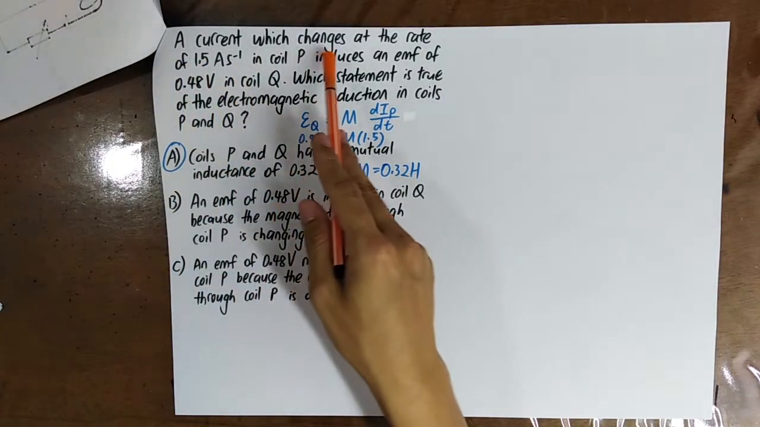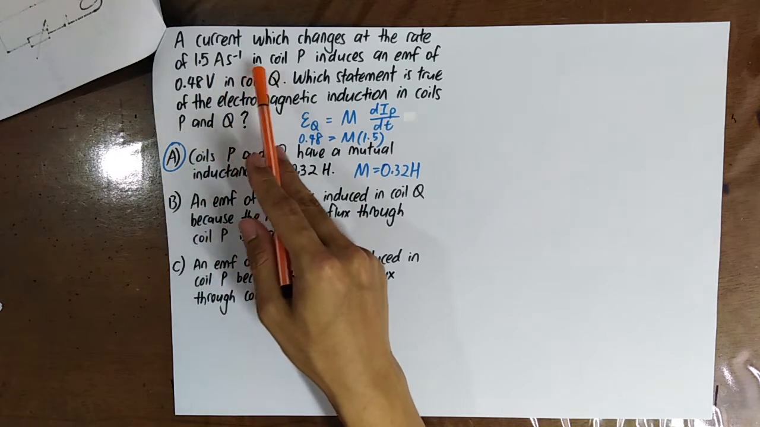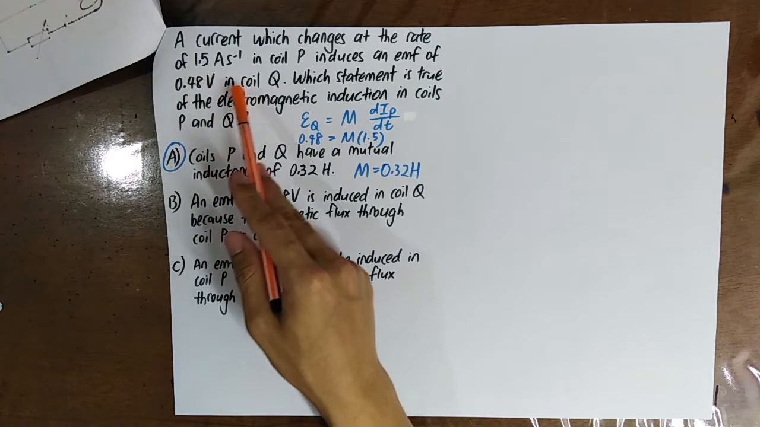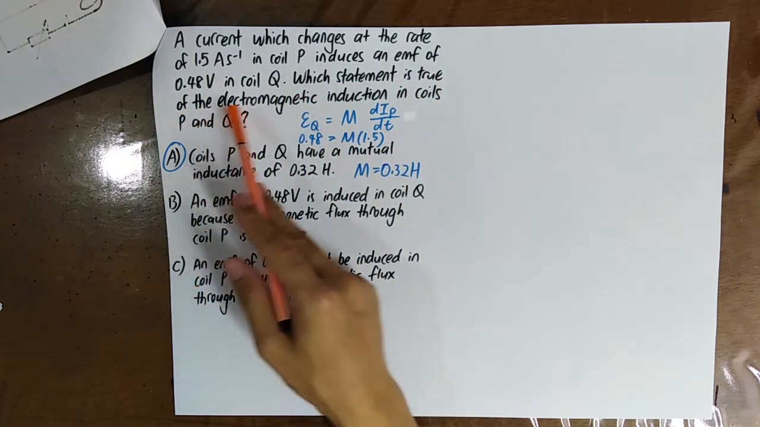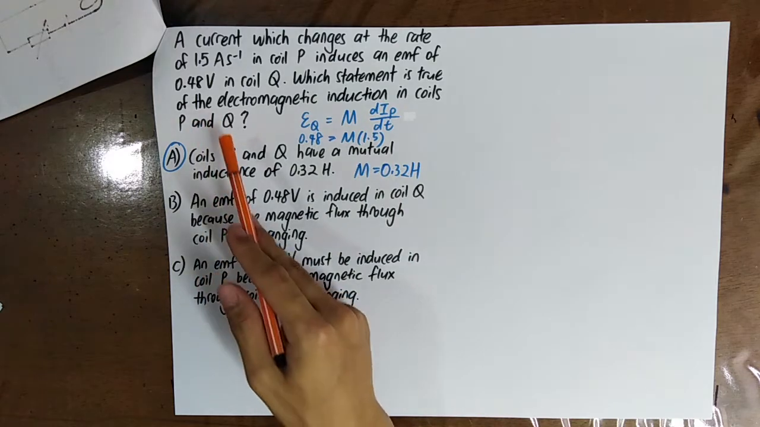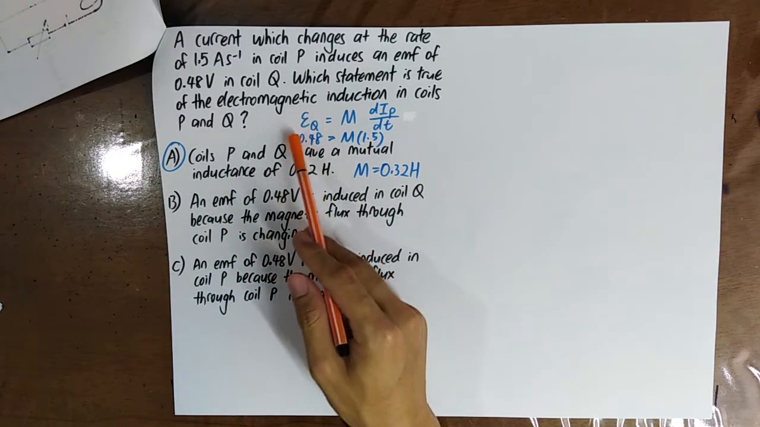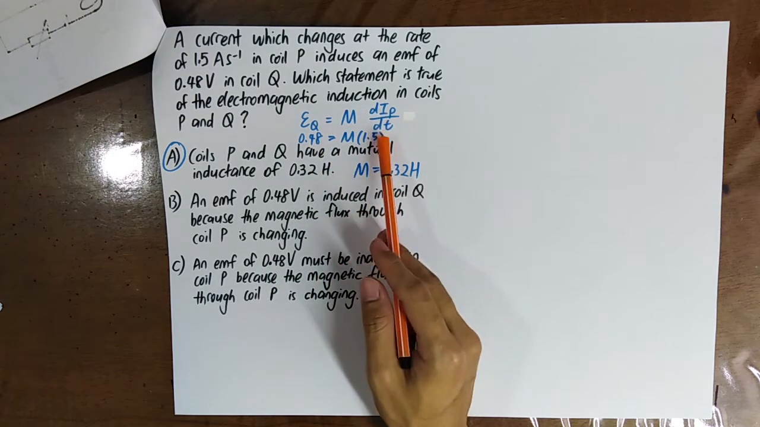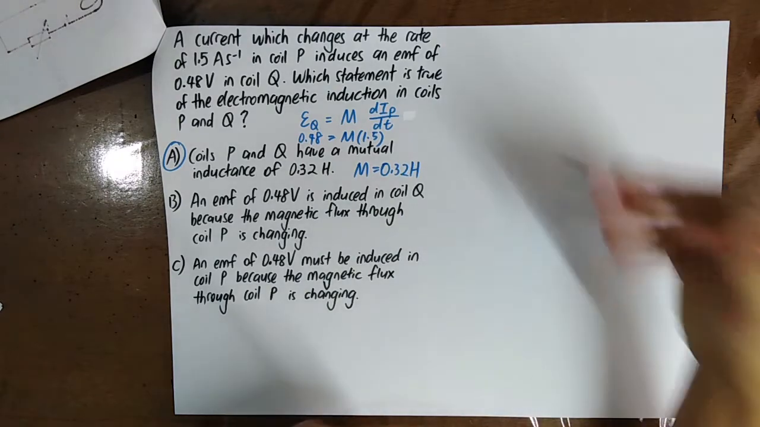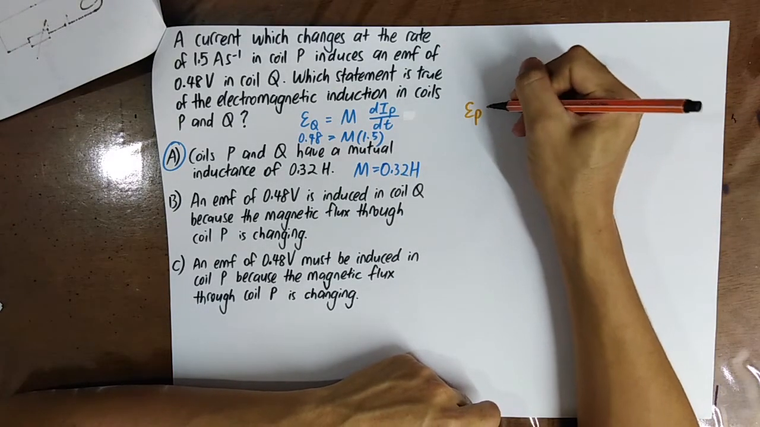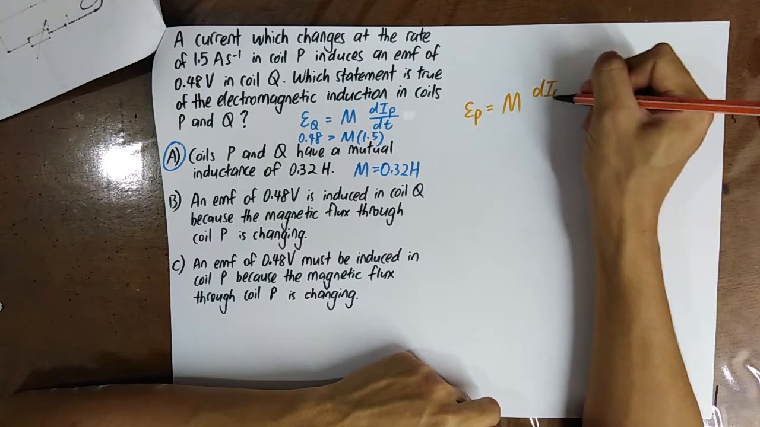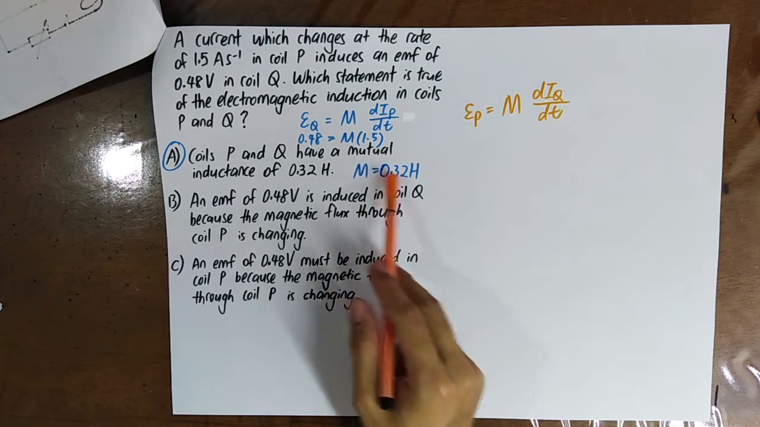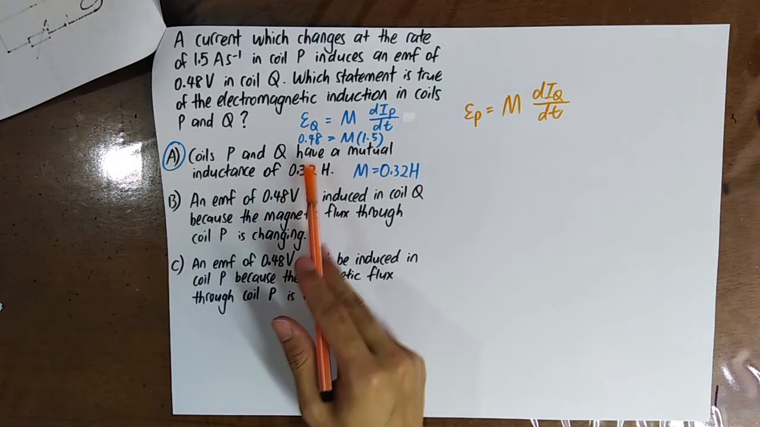A current which changes at the rate of 1.5 ampere per second in coil P induces an EMF of 0.48 volt in coil Q. Which statement is true of the electromagnetic induction in coils P and Q? Okay, so you know that the EMF in Q equal to M dIp over dt. By the same reasoning, you can also use EP equal to M dIq over dt. So you know that the mutual inductance is 0.32 henry. Okay, so this is correct.